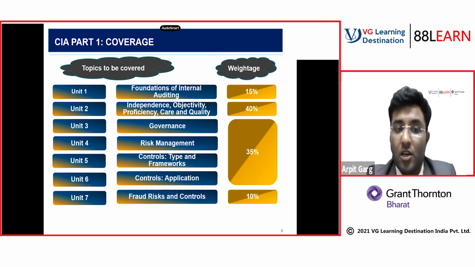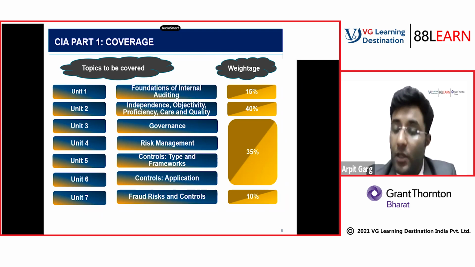Here we have unit 1 and unit 2, which are like section 1 to section 4. Section 5, which was governance, risk management, and control, is from unit 3 to unit 6. And then we have section 6, which is fraud risk, which is unit 7. Okay, so we have 7 units that we have to cover in the part 1 program.